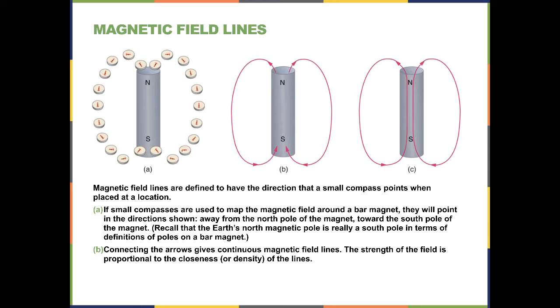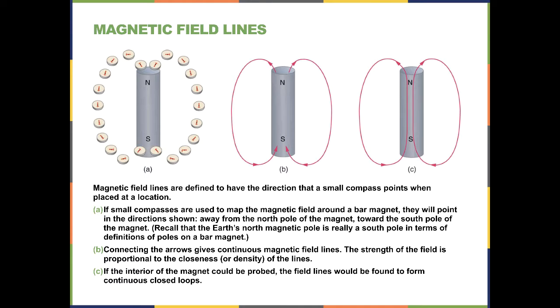B is just substituting for all these little magnets a line that shows the continuous magnetic field, and this is called a field line. It's very much like an electric field line. The strength is proportional to the closeness of the lines, or the density of the lines per unit of area. If the interior of the magnet could be probed, the lines would be found to form a continuous closed loop, and inside the magnet they would be essentially parallel.